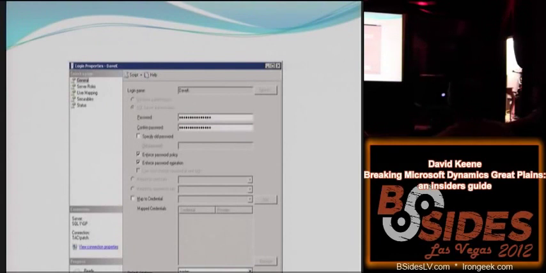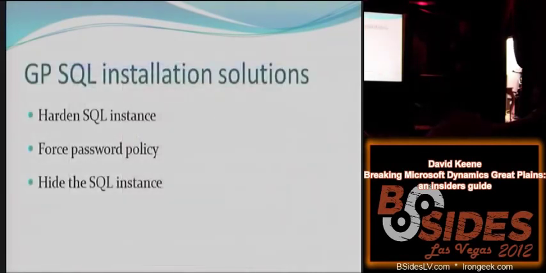So you can bypass that. By default, Great Plains gets installed with all this turned off, so it'd be good to go in and check that. You can hide the SQL instance. If it's not broadcasting, it's going to be a little harder to find.